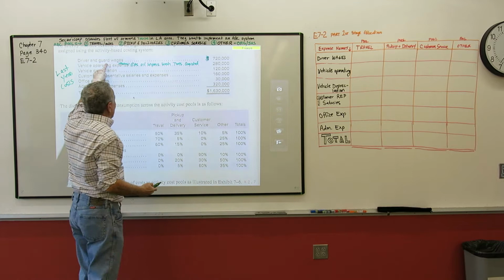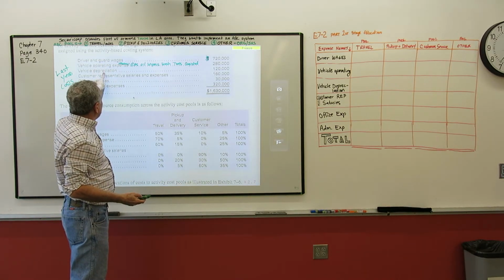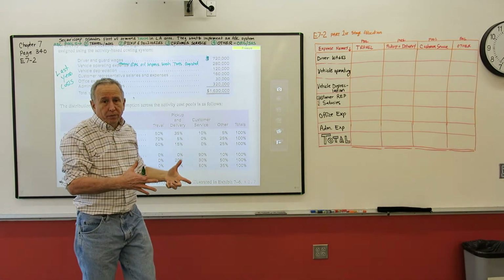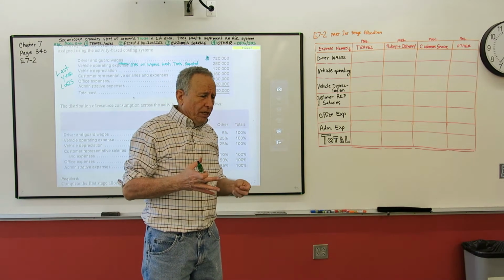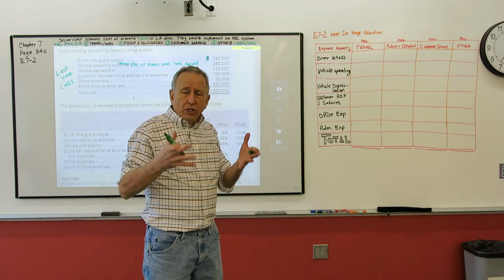What's the driver and guard wages? Just what it says. Again, that one's not too bad. Vehicle depreciation. Well, those big trucks depreciate. They depreciate when they're running, and they even depreciate when they're sitting. There's two types of depreciation. Do you guys agree that if you own a very expensive car, you go out and buy it, even if you never drive it, it depreciates?